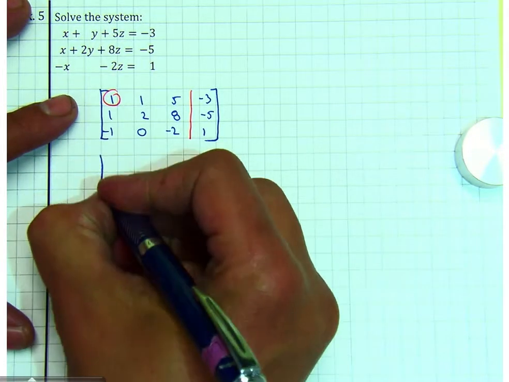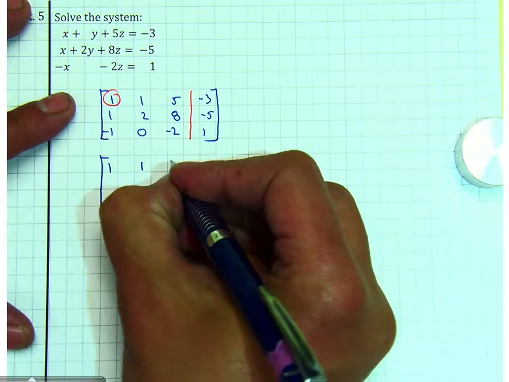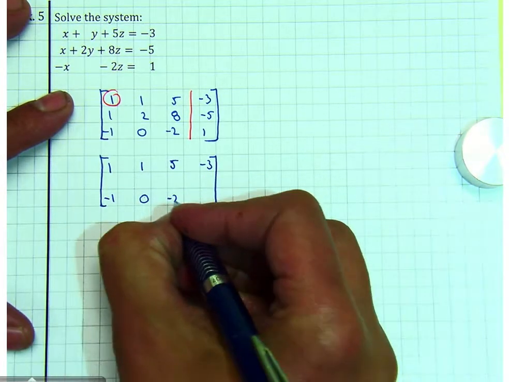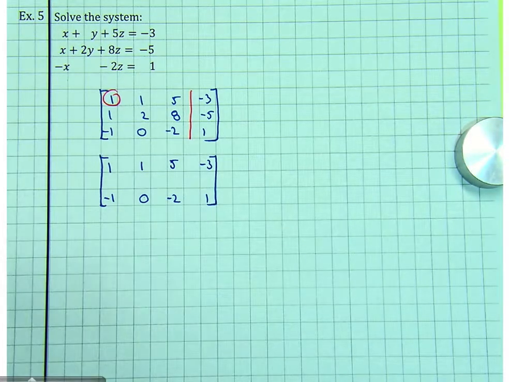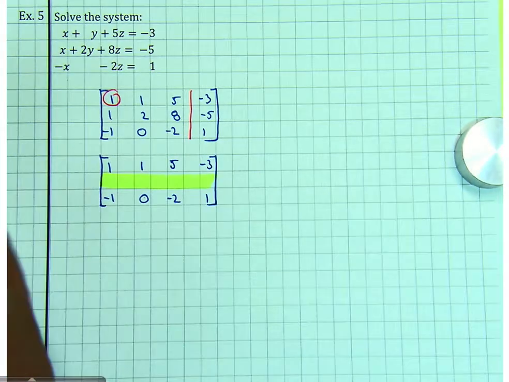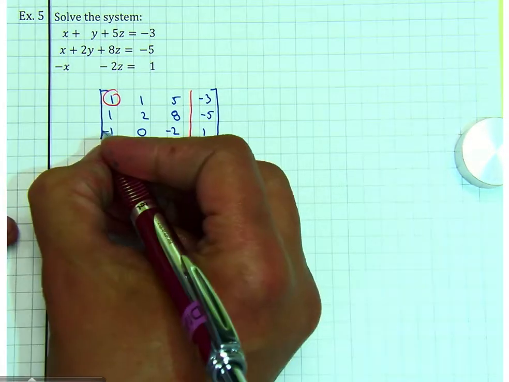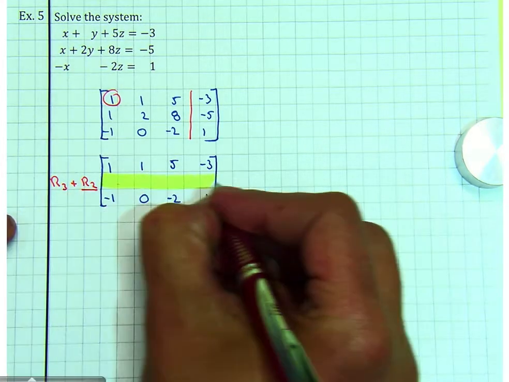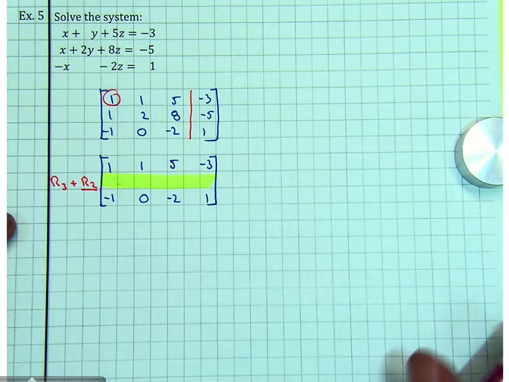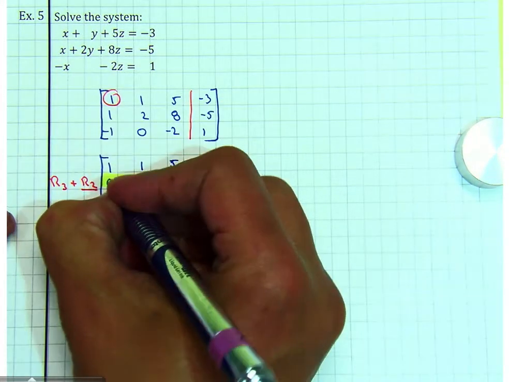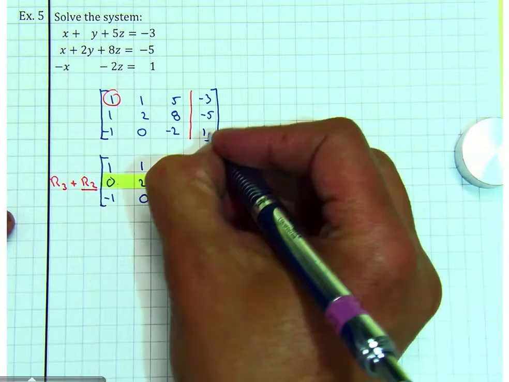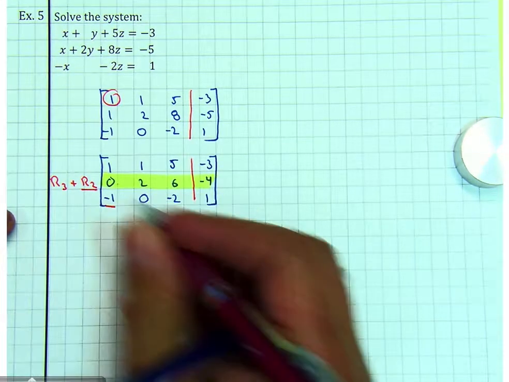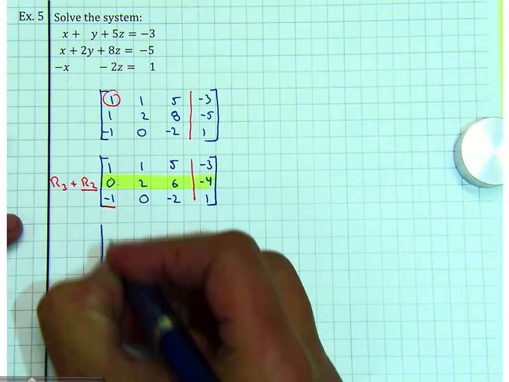I'm going to change row 2. Row 1 will stay the same. Row 2 will change. And I'm going to take row 3 and add it to row 2. Notice that notation is R2, so that's the one that's going to change. So it gives me 0, gives me 2, gives me 6, and gives me negative 4.